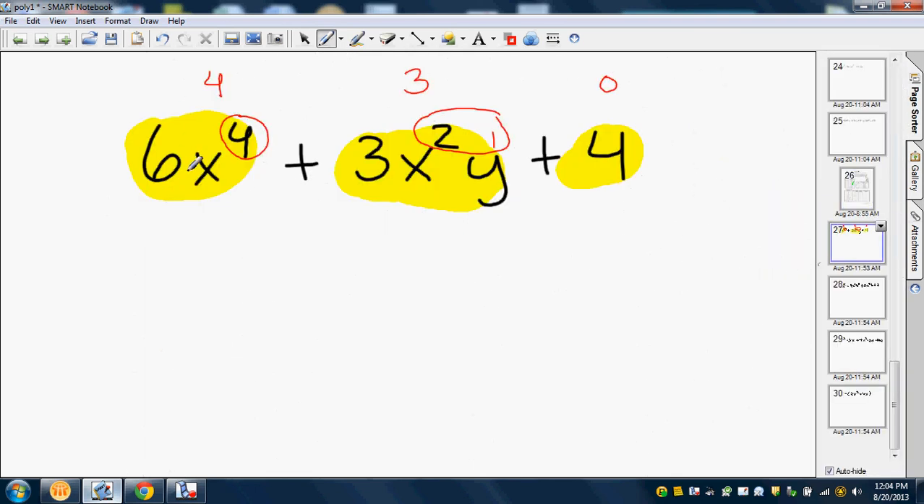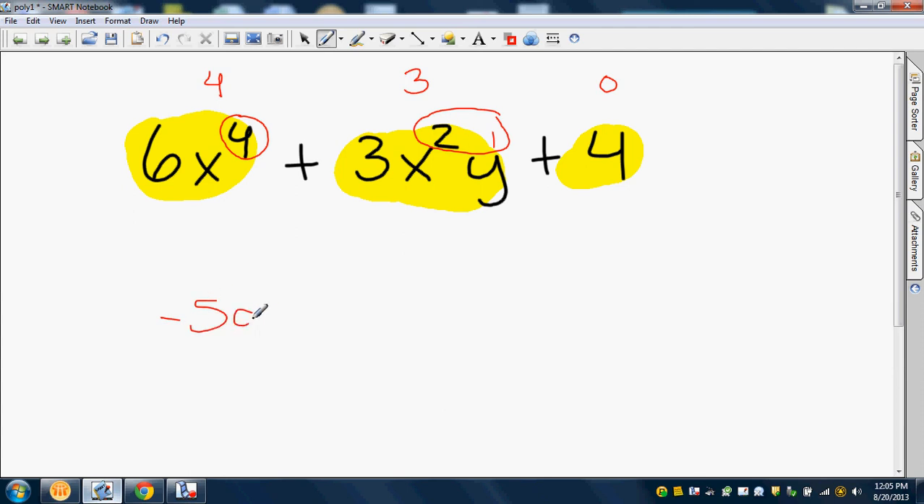Now, all polynomials need to be written in what's called standard form, and standard form just says that the degrees of your terms are decreasing. So this is in correct standard form because this is the 4th degree, 3rd degree, and 0 degree. So they're decreasing, so this is correct standard form. If each term has the same degree, like if you have negative 5a plus 4b minus 3c minus 2d plus 8, this is correct because they all have a degree of 1. So what we would do is put the terms so that the variables are in alphabetical order.